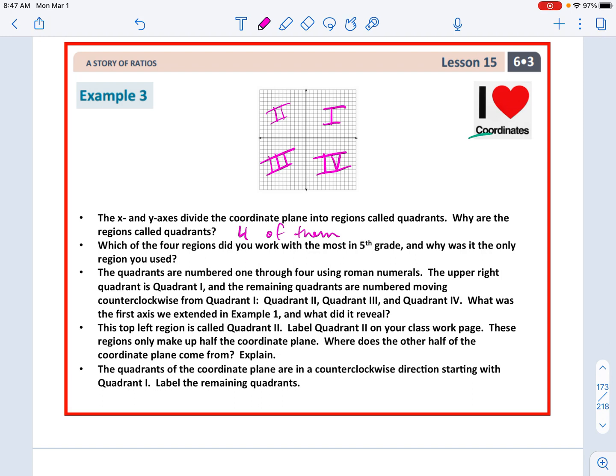The top left region is quadrant 2. Label quadrant 2 on your work page. These regions only make up half the coordinate plane. Where does the other half come from? The quadrants are numbered in a counterclockwise direction, starting with quadrant 1. Label the remaining quadrants. Anything below 0 is going to be negative, so these are always going to have negatives in them. These over here as well.